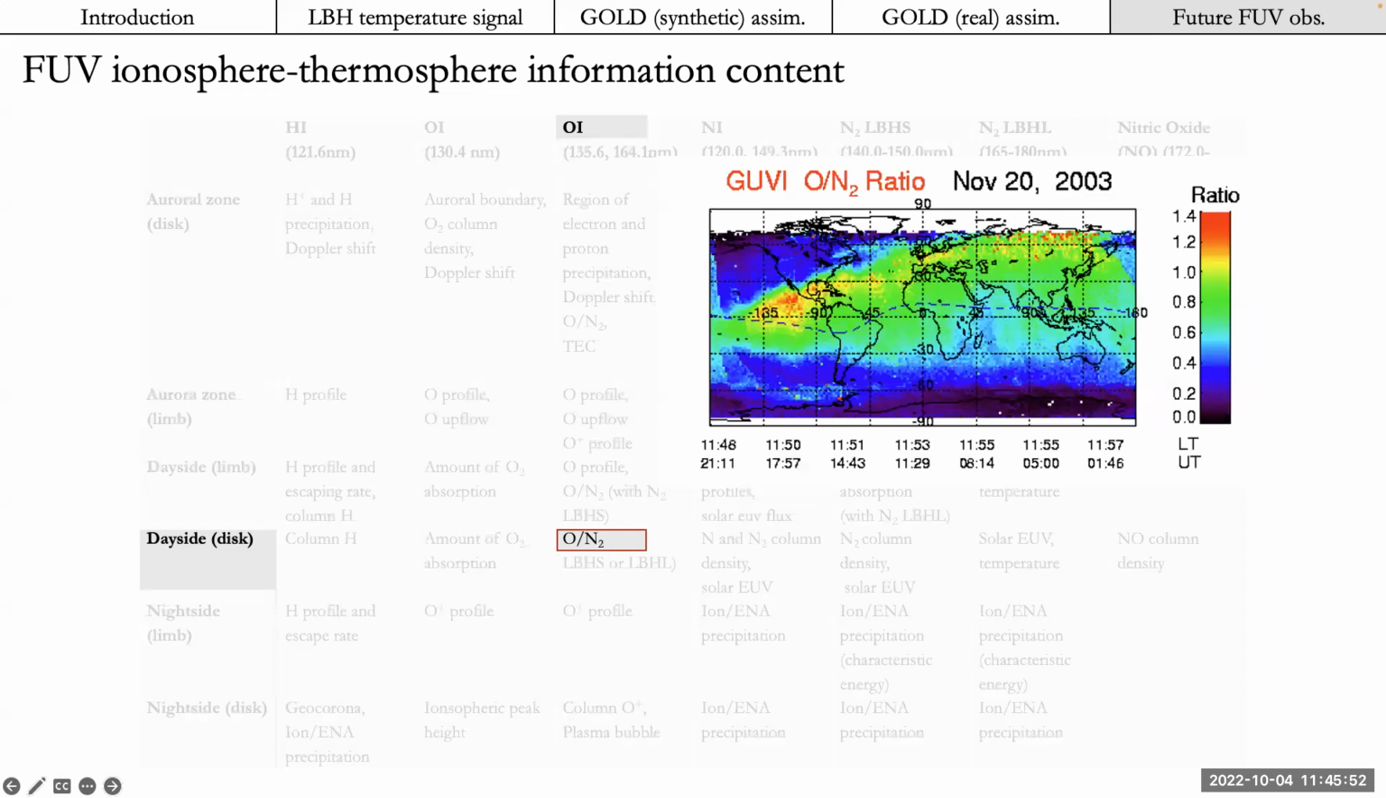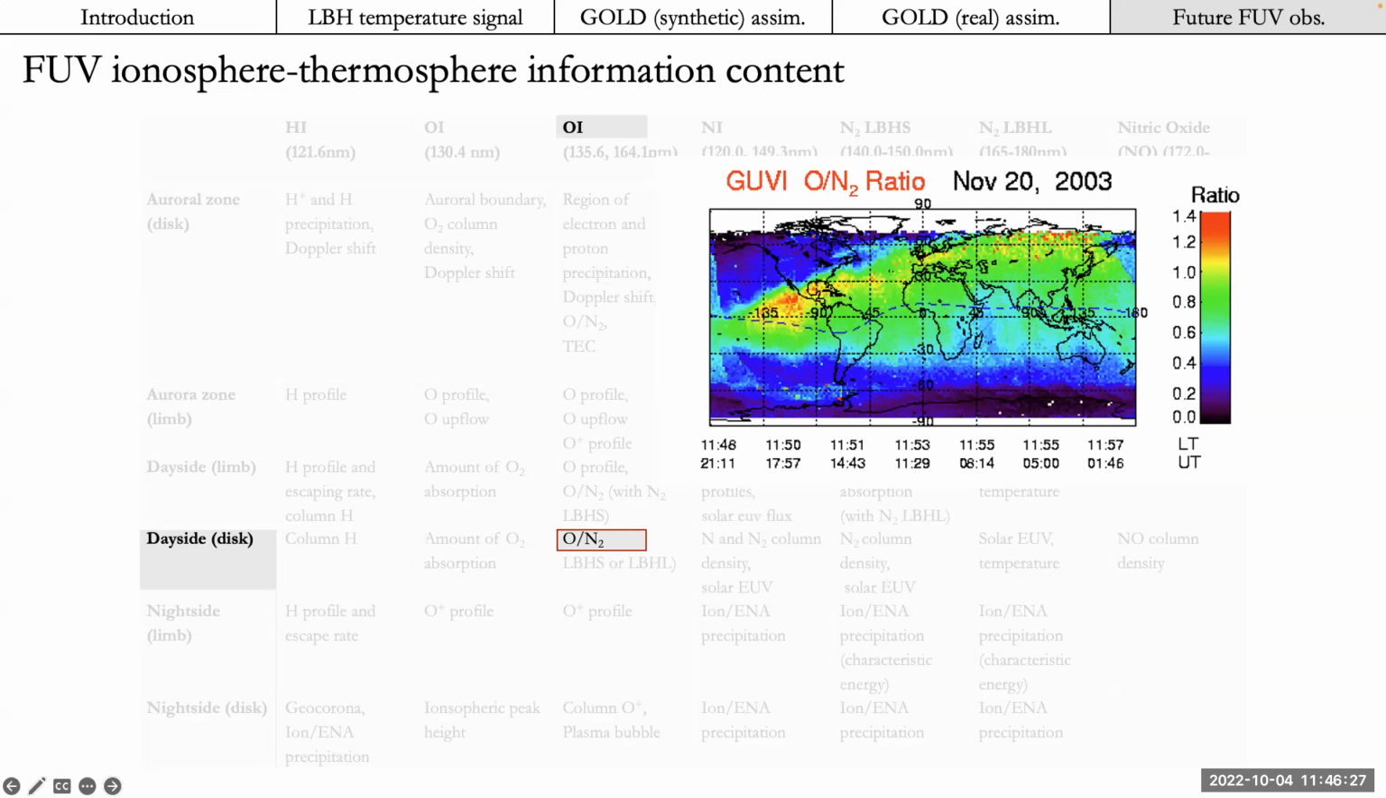One, probably the most obvious to consider assimilating, is the O to N2 ratio observed over the daytime disk. The figure I show here is the GUVI O to N2 ratio observations during a geomagnetic storm over the course of a day. GUVI, GOLD, and ICON are all providing O to N2 data, so there's an unprecedented spatial and temporal coverage that could be used to support an in-depth investigation into the impact of the O to N2 on global thermosphere-ionosphere specification.